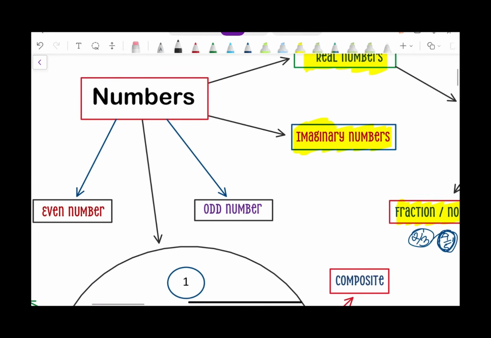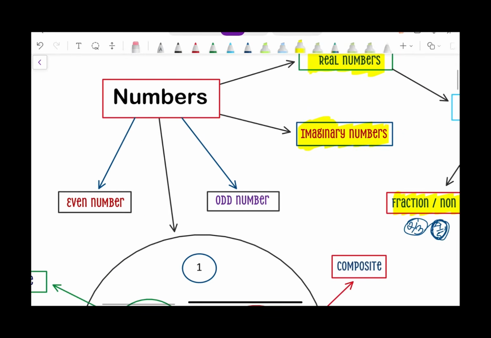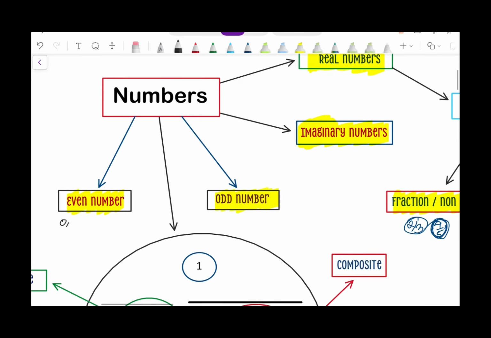Again, numbers can be divided into two things: one is even numbers and the other one is odd numbers. What is an even number? An even number means all the numbers which are divisible by 2, or numbers which are ending by 0, 2, 4, 6, 8. So if a number is divisible by 2, or if a number is ending by these digits, that means if these numbers are in the unit place, then we call that an even number, and the remaining others we call odd numbers. Okay.